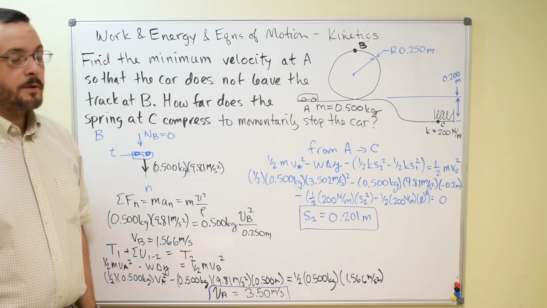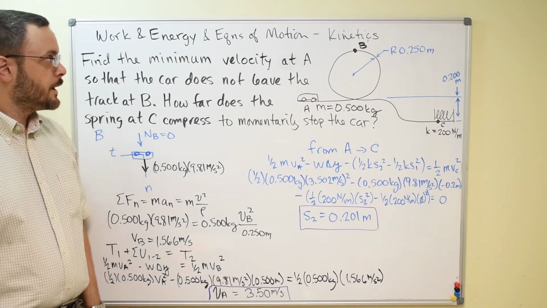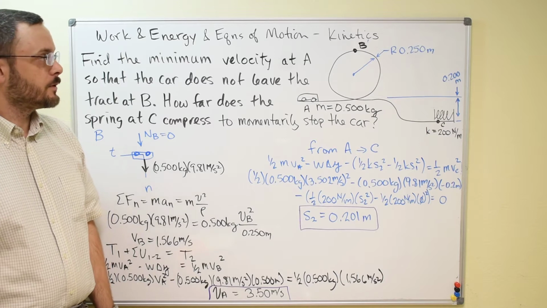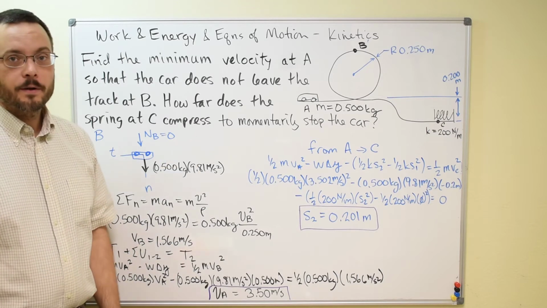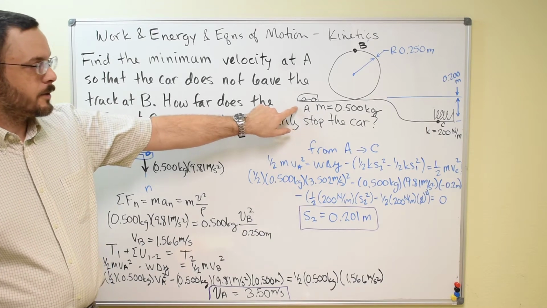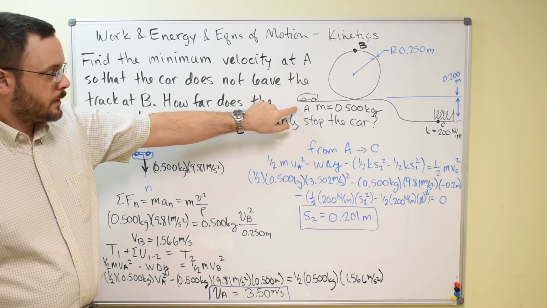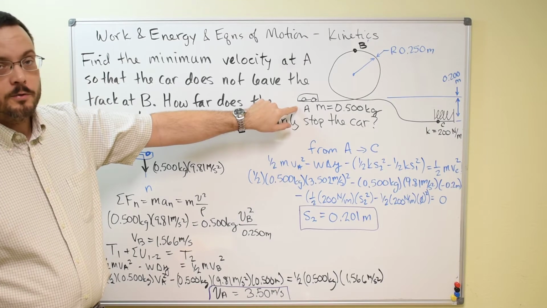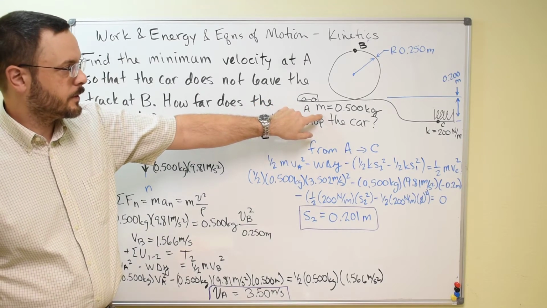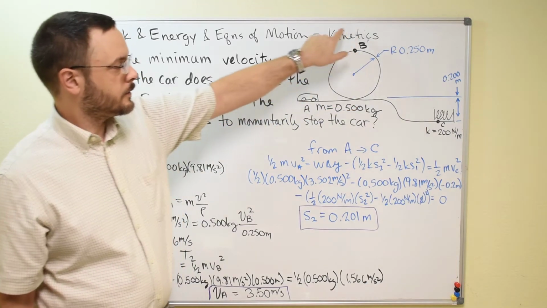So we're going to solve another problem with work and energy, but we're also going to have to do a little bit of work with the equations of motion on this problem, and this is also a kinetics problem. So we have a toy car that begins with an initial velocity at A. It has a mass of 0.5 kilograms. It goes around the loop.